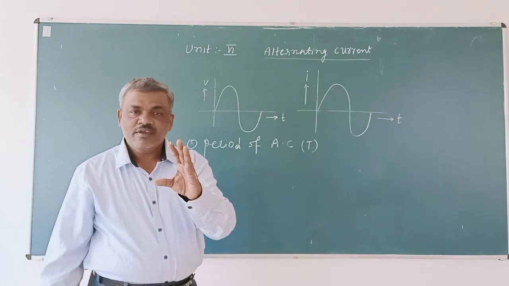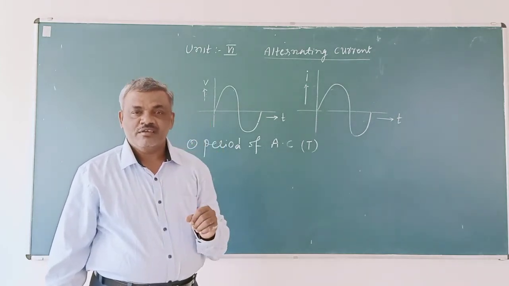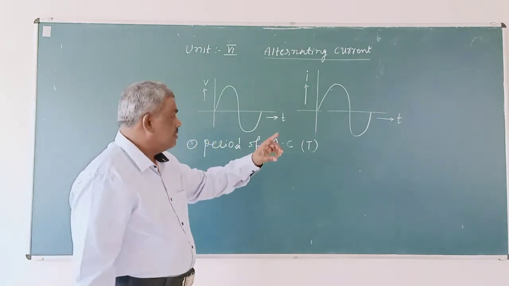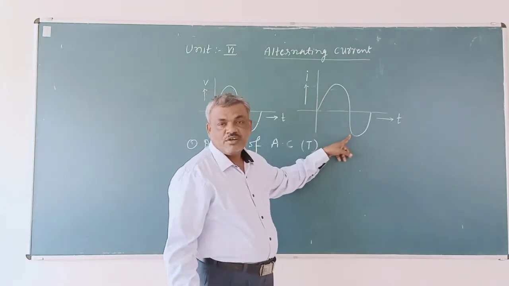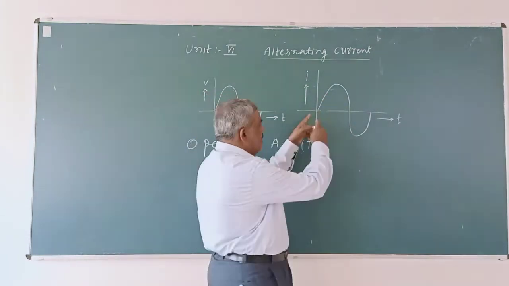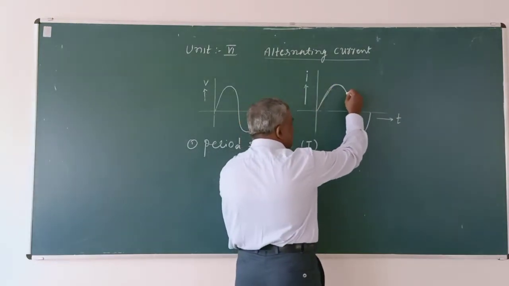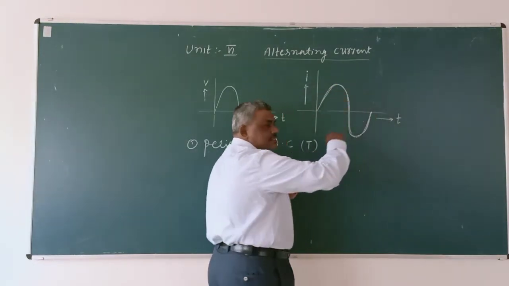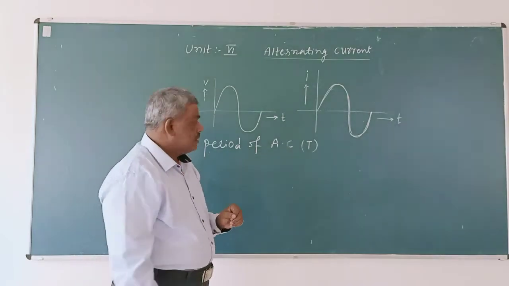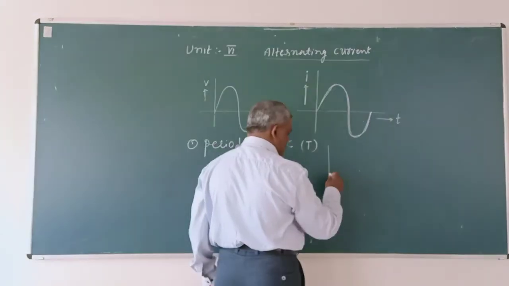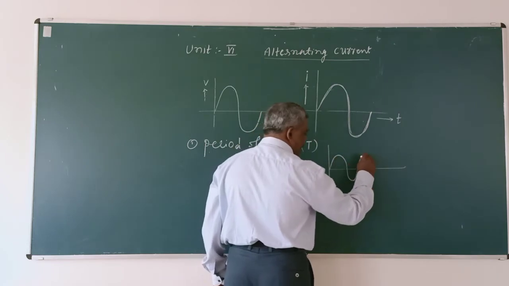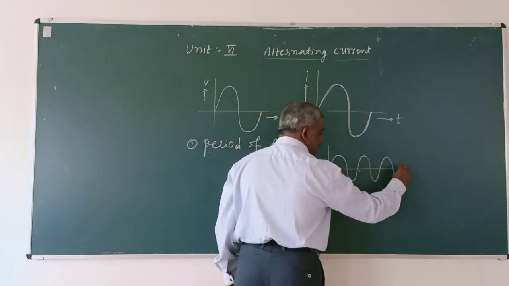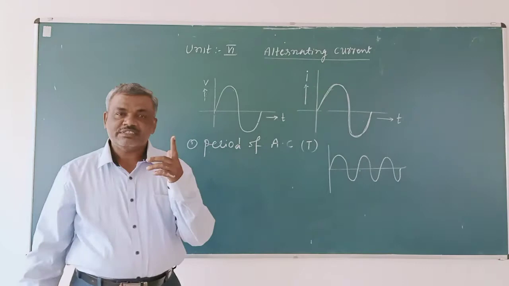Capital T is the period of AC. So define period of AC: the time taken by the alternating current to complete one cycle is called the period of AC. The number of cycles completed per second by the alternating current is called frequency of AC.